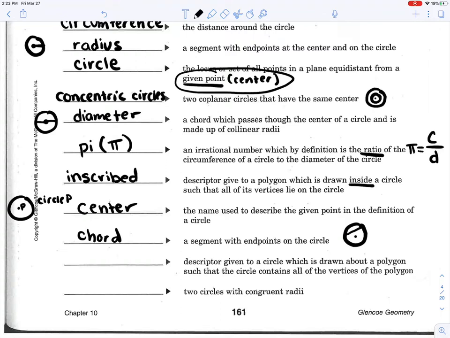The descriptor given to a circle which is drawn about the polygon, such that the circle contains all of those vertices, is circumscribed. So inscribed describes the polygon that's inside. Circumscribed describes the circle that's drawn about that polygon. And the last one, two circles with congruent radii are called congruent circles. If they have the same size radius, they will be the same size circle.